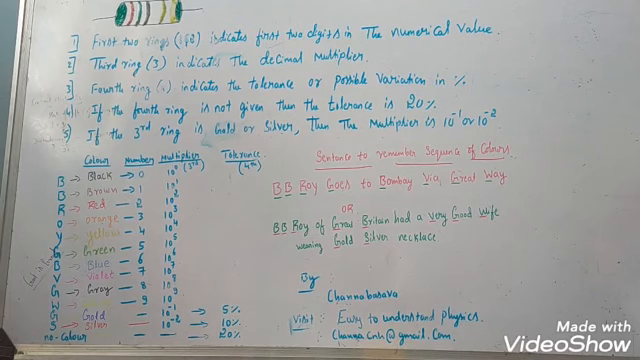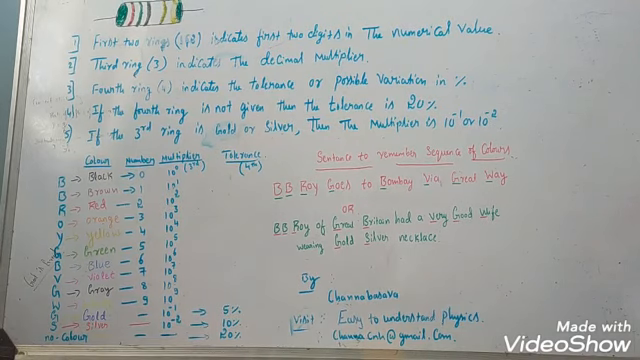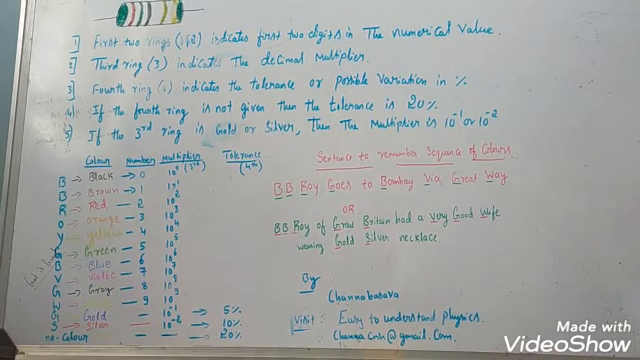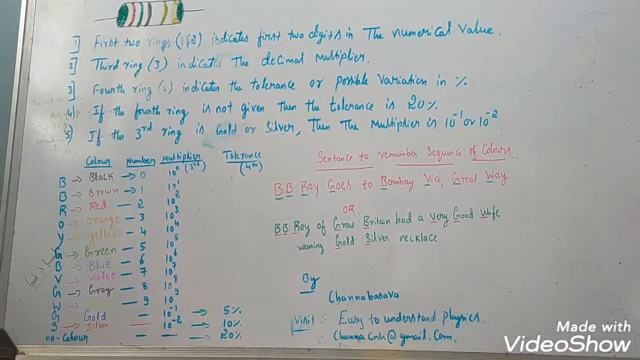If the third ring is gold, then we can write the multiplier as 10 to the power of minus 1. If it is silver, we can write it as 10 to the power of minus 2. If there is no color, then we can write the tolerance as 20% directly.